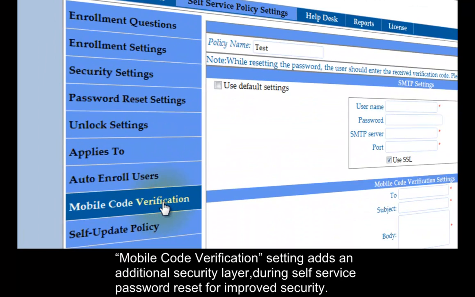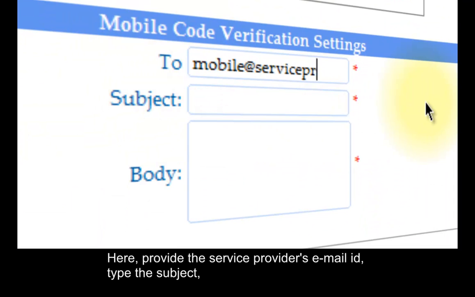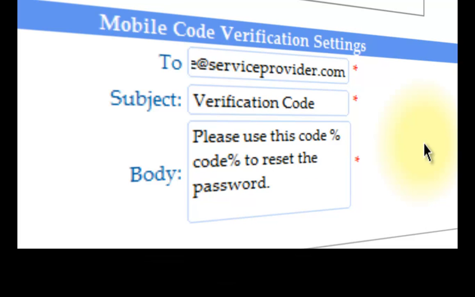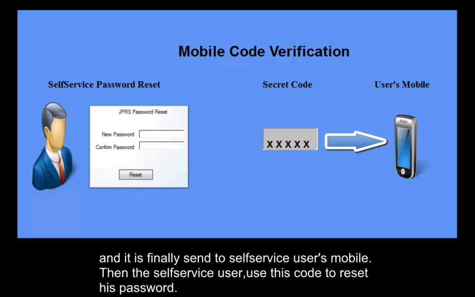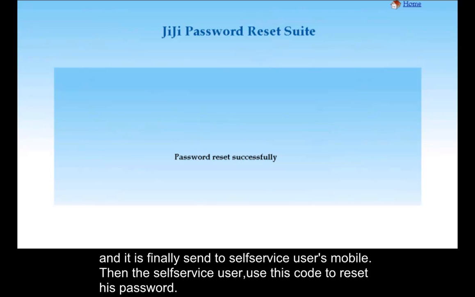Mobile code verification setting adds an additional security layer during self-service password reset for improved security. Here, provide the service provider's email ID, type the subject, and then, in the body, provide the detailed information, along with the format code. When a self-service user resets his password, the format code will be replaced by a generated, secret code, and it is finally sent to the self-service user's mobile. Then the self-service user uses this code to reset his password.